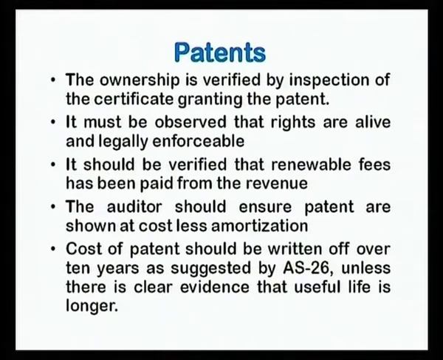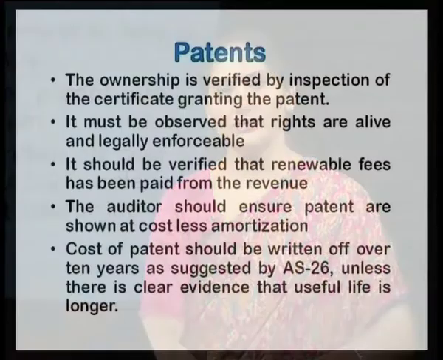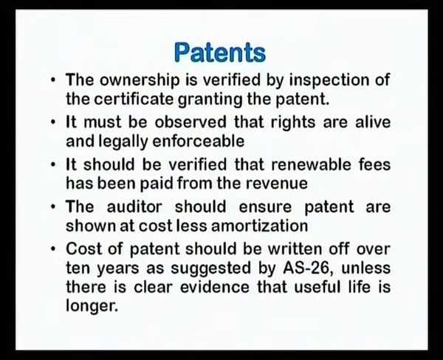Cost of patent should be written off over 10 years as suggested by Accounting Standard 26, unless there is clear evidence that useful life is longer. Now, patents are the rights which the company holds particularly for manufacturing a novel product or a new product. This kind of intangible asset has to be amortized over the useful life of such a patent. If the useful life exceeds 10 years, then a note to that regard has to be disclosed. Otherwise, it should be amortized or written off in a period of 10 years.